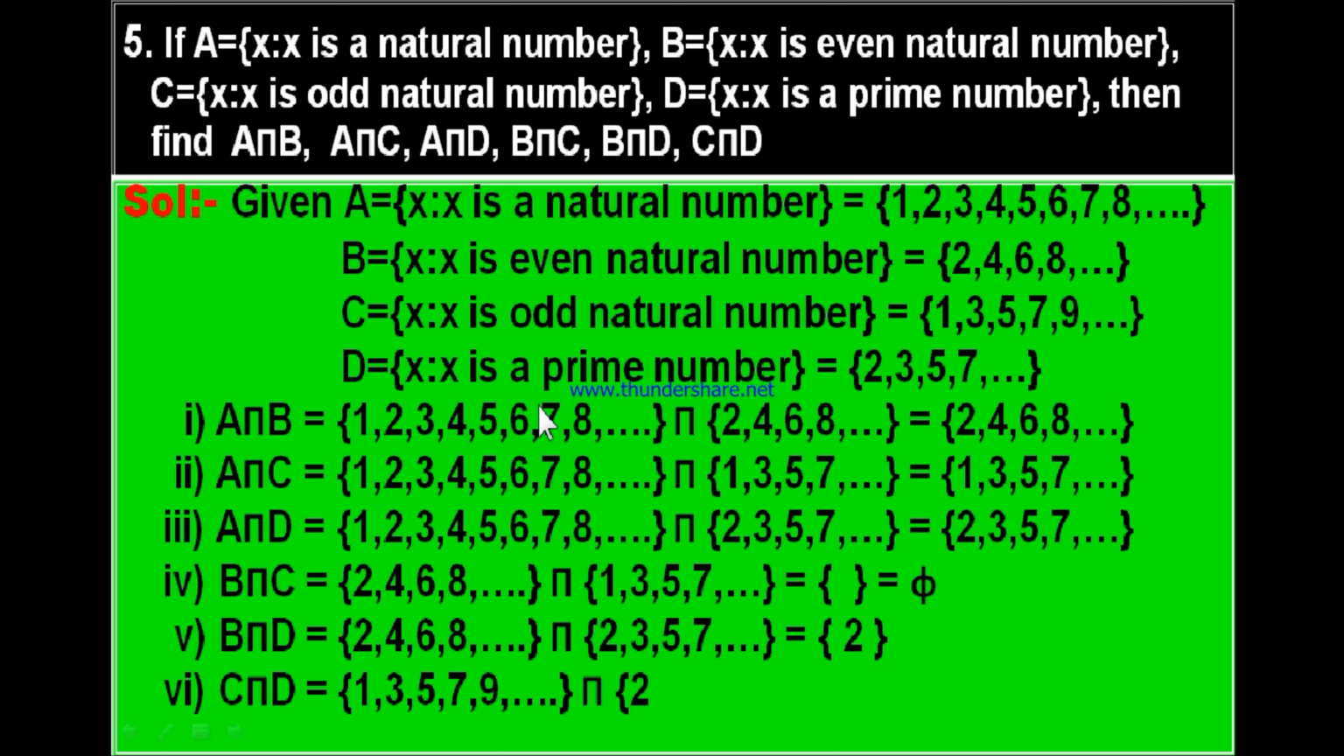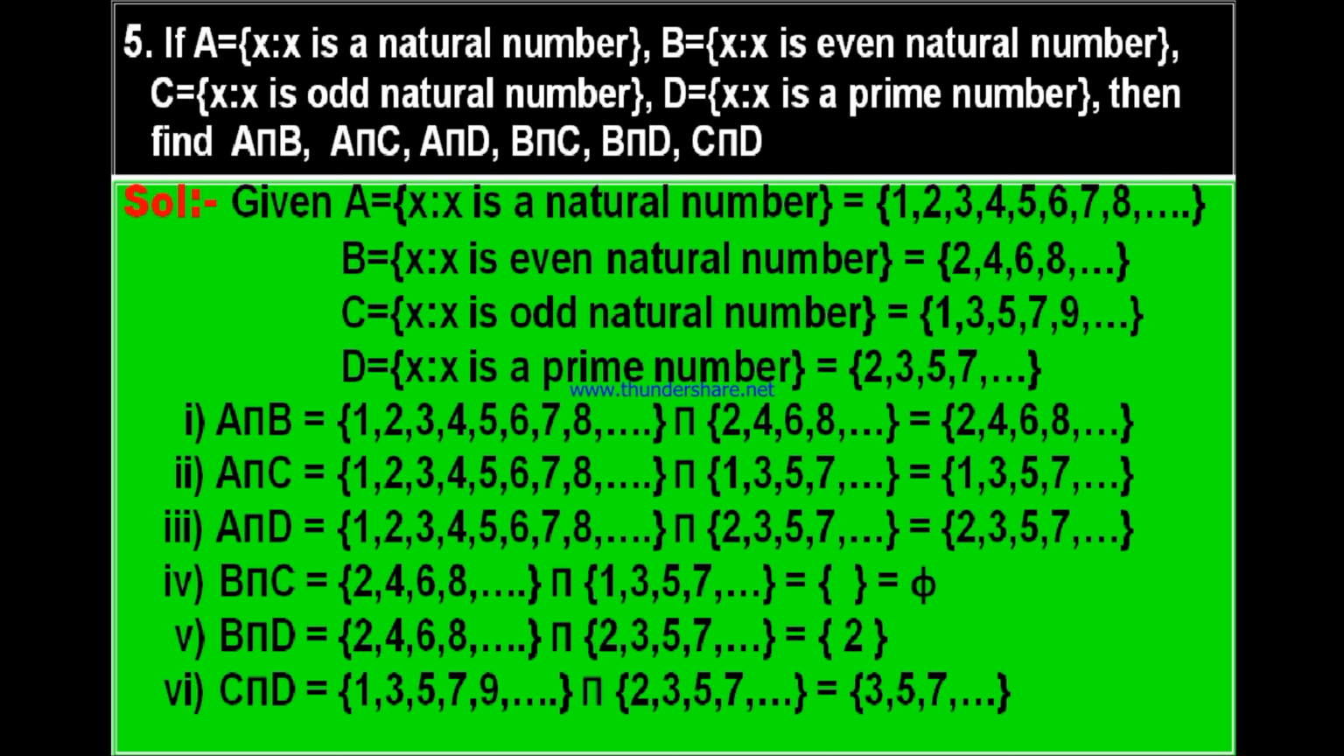Next, C intersection D. C intersection D is equal to set C, the set of 1, 3, 5, 7, 9 and so on, intersection set D, which is 2, 3, 5, 7 and so on. To find C intersection D, we have to pick up the common elements. Now what are the common elements from both the sets? 3 is common, 5 is common and 7 is common. Therefore C intersection D is equal to the set 3, 5, 7 and so on. This is C intersection D. Like this you have completed question number 5.